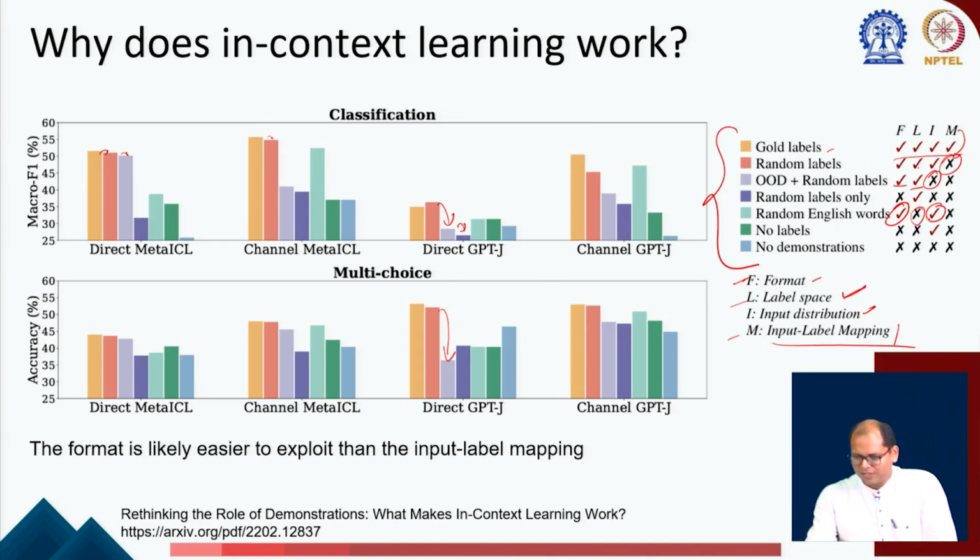But it is important that format is something you have to preserve and input is something you have to preserve, and that gives quite good results. There were other variations that do not do as well, but gold labels still do the best. This was more of an understanding of why in-context learning actually works. There are hypotheses, and some very interesting arguments have been given, but it's still not clear which of these actually makes in-context learning work.